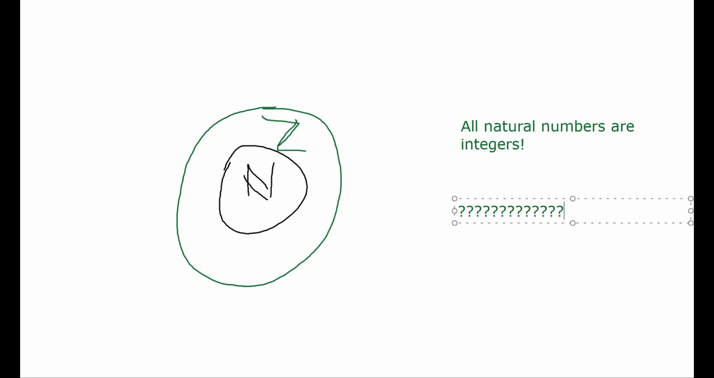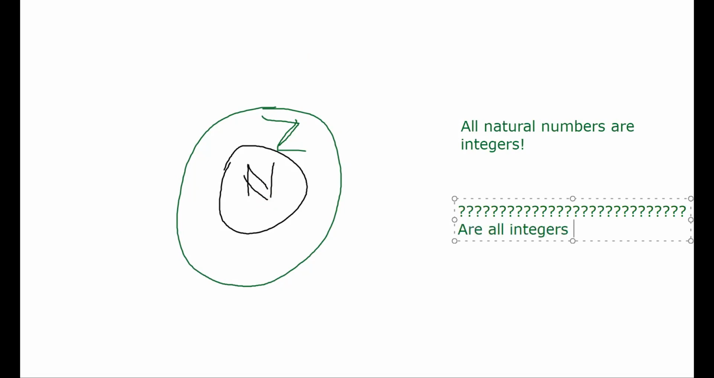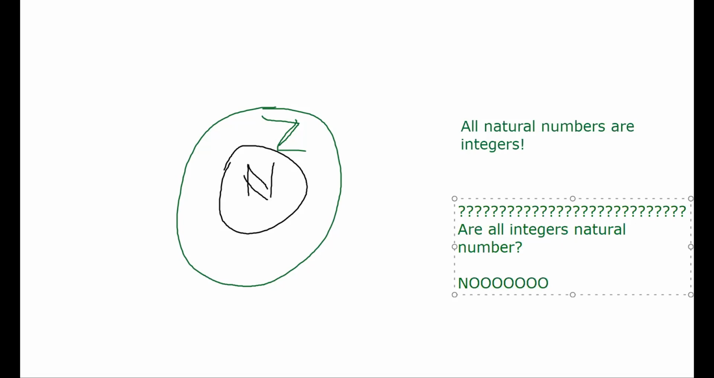Question time. Are all integers natural numbers? Is the reverse true? No, exactly. Very good. All natural numbers are automatically integers, but just take -5. -5 is an integer, but it's not natural. So -5 would exist somewhere in the outside area.